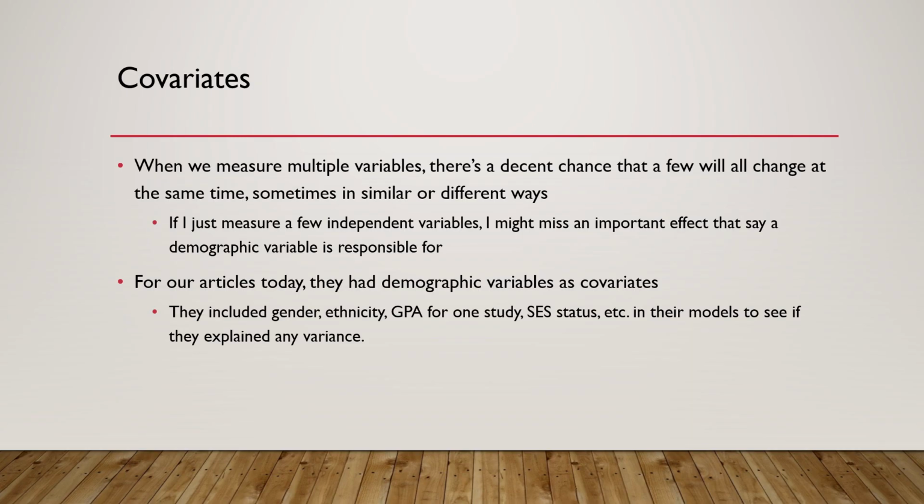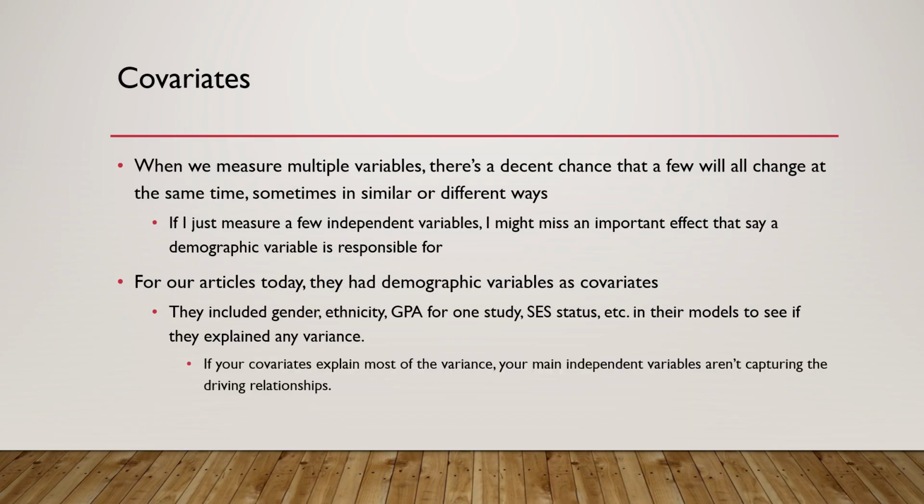These were all included in their models to see if they explained any component of the relationship that we were seeing. So if your covariates explain a lot of the variance, then it means the main variables you were collecting probably aren't actually the things that are driving that relationship. So in the study, if, say, for some reason, English language learner versus English proficient didn't have an effect, I probably don't want to be focusing on that variable because it's not helping me explain my data very well. But in contrast, if it is really impactful on my data, I might want to be focusing on it quite a lot.